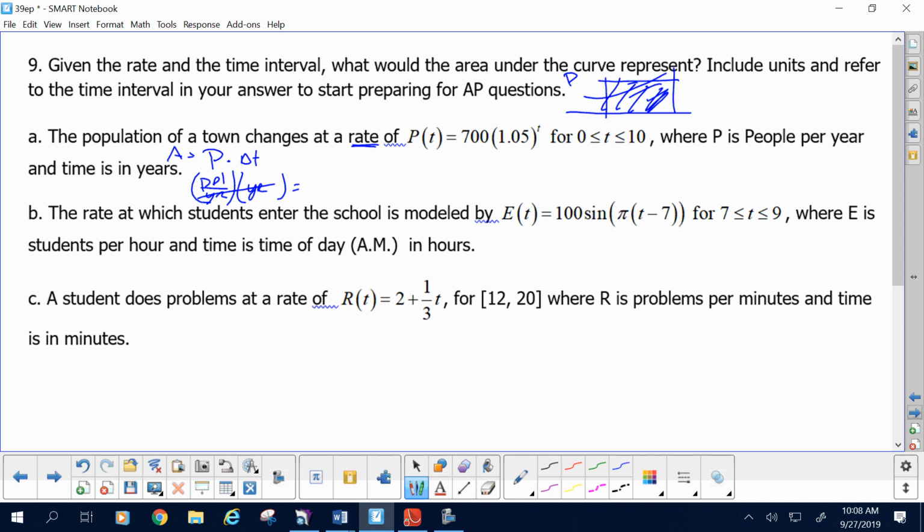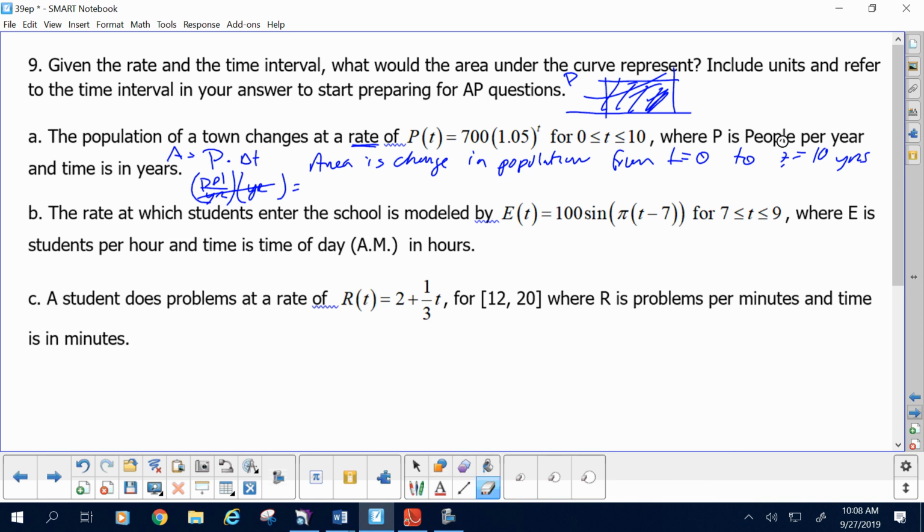Now, this is a net rate. So we would say that the area is the change in population from time 0 to time 10 years. Follow?